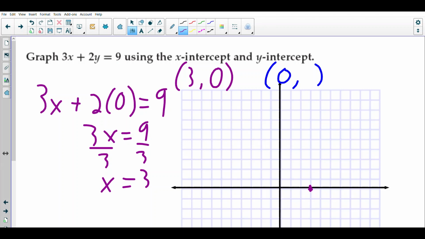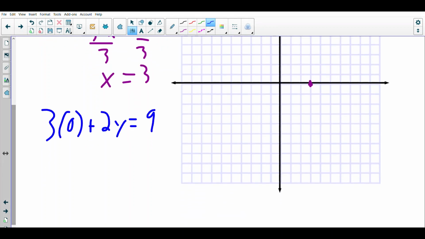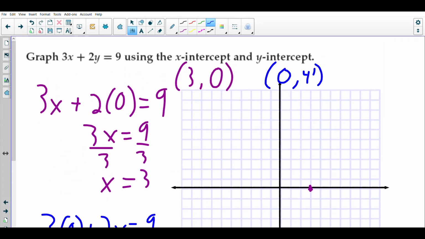And then we're going to do the same thing for y. We're going to take 3 times 0 plus 2 times y equals 9. So then we just get 2y equals 9, divided by 2. So y is equal to 4 1/2. So now that I got my y-intercept, I can go to 4 1/2 on the y-axis, right about there. And now I can use those 2 points to draw my line.